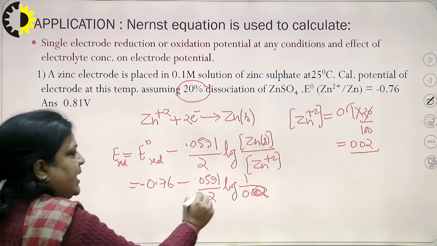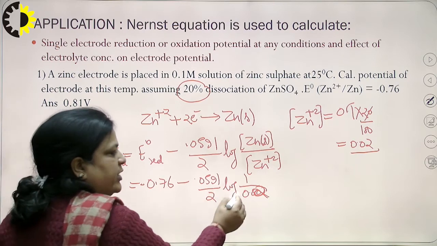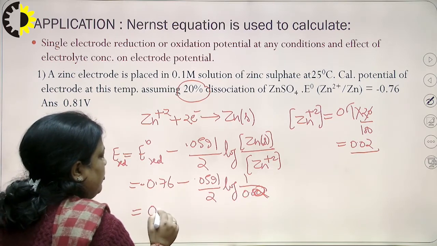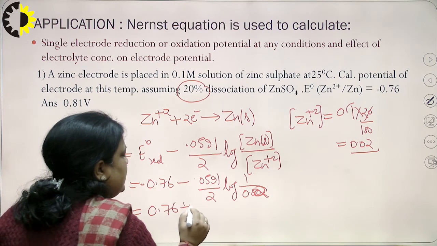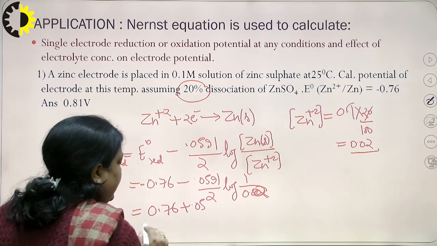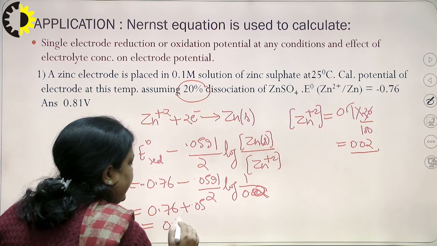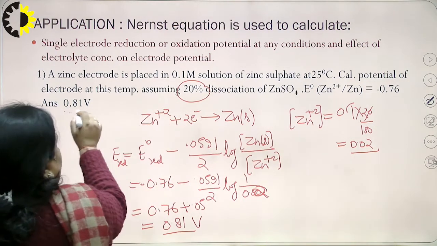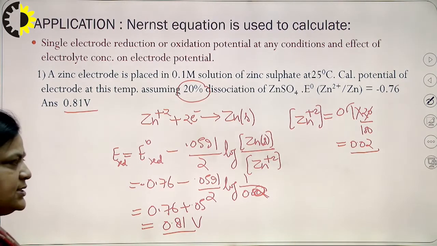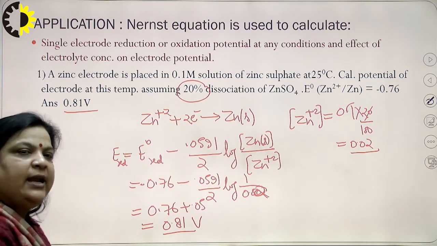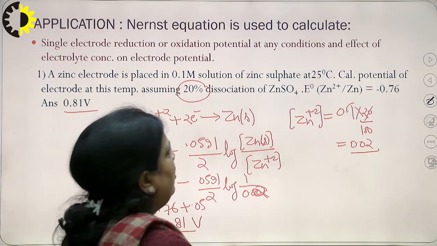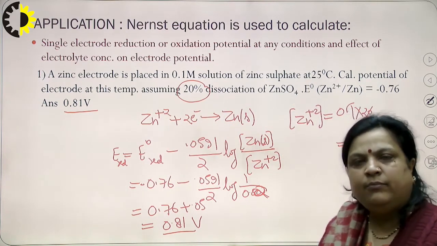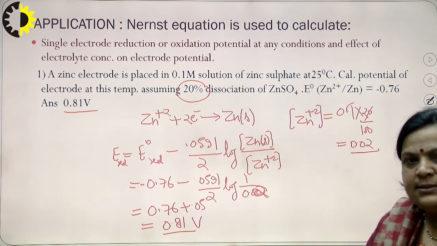Now, when we calculate this, since this value is 1 upon 0.02, it will come in plus. So here, 0.76 plus 0.05 approximately, which is equal to 0.81 volt. So, this is the answer, 0.81 volt. This is the first application: we can calculate reduction potential or oxidation potential for any condition.